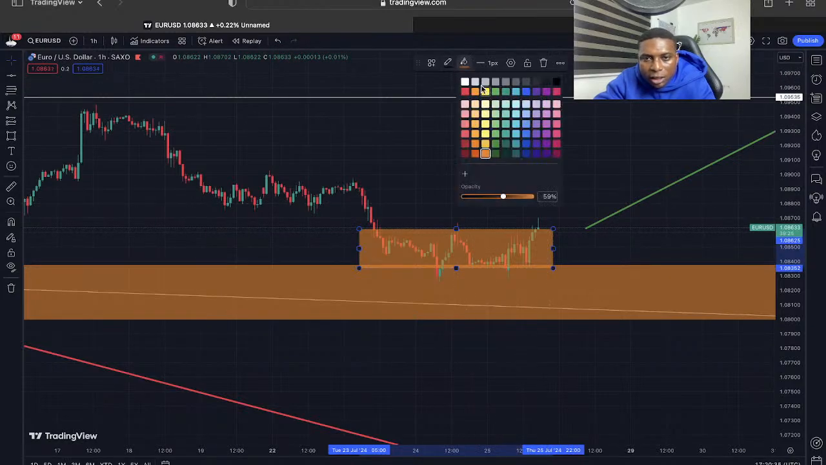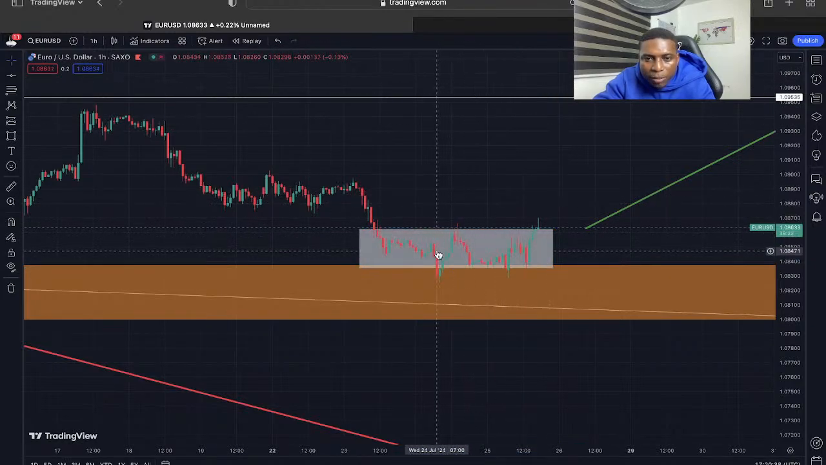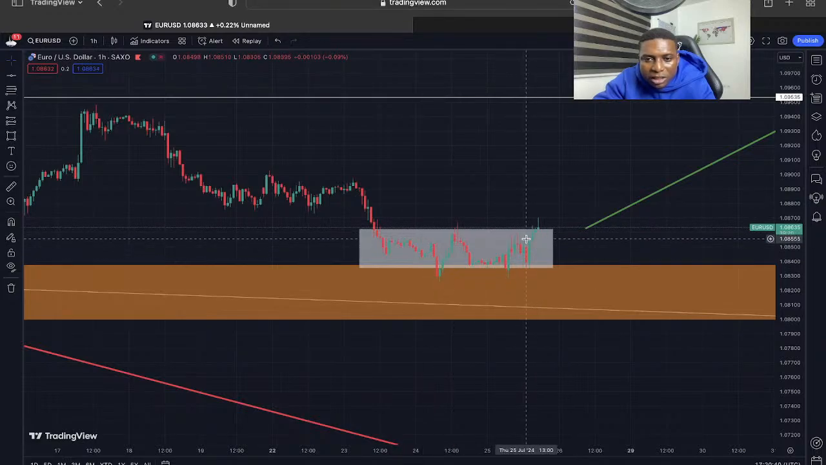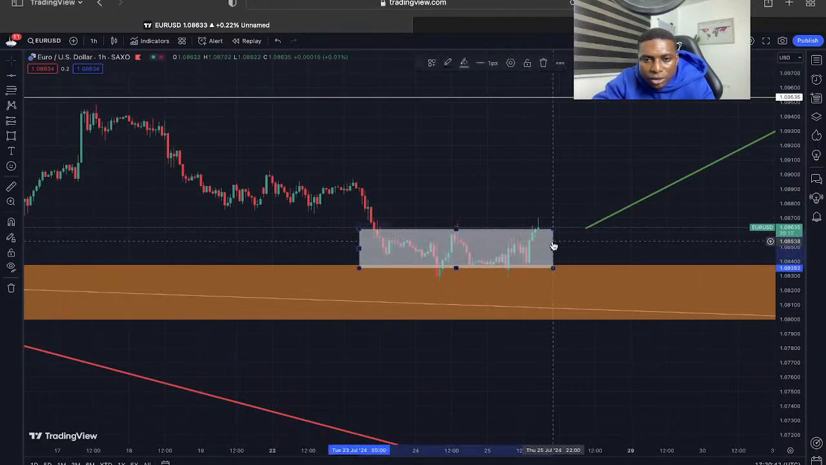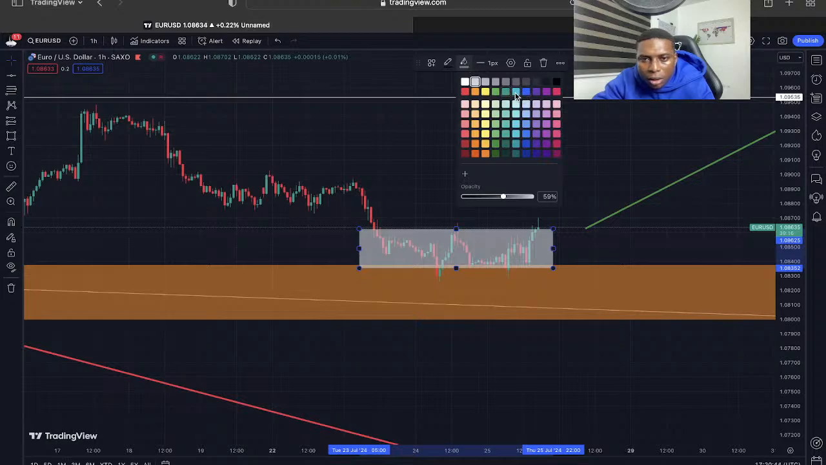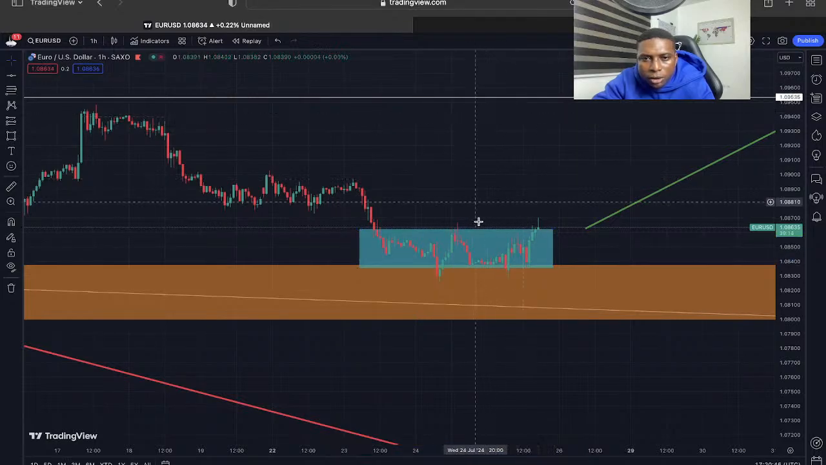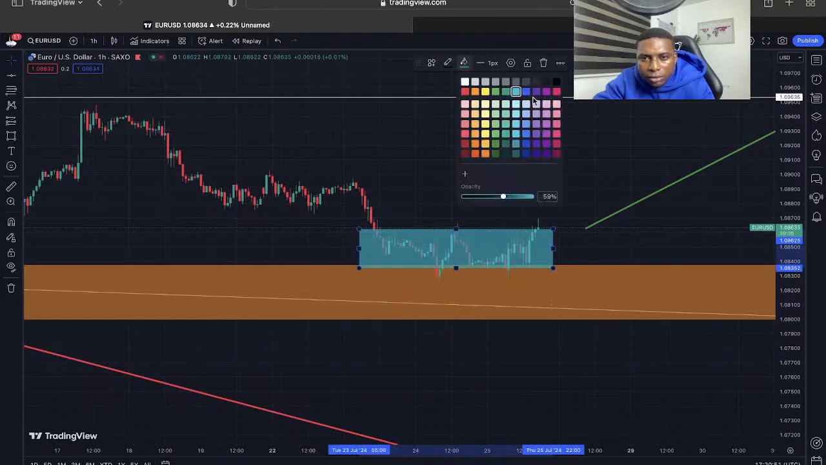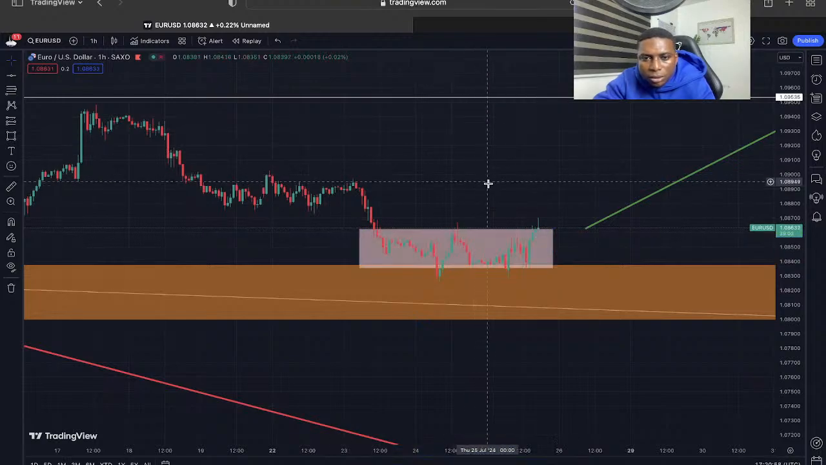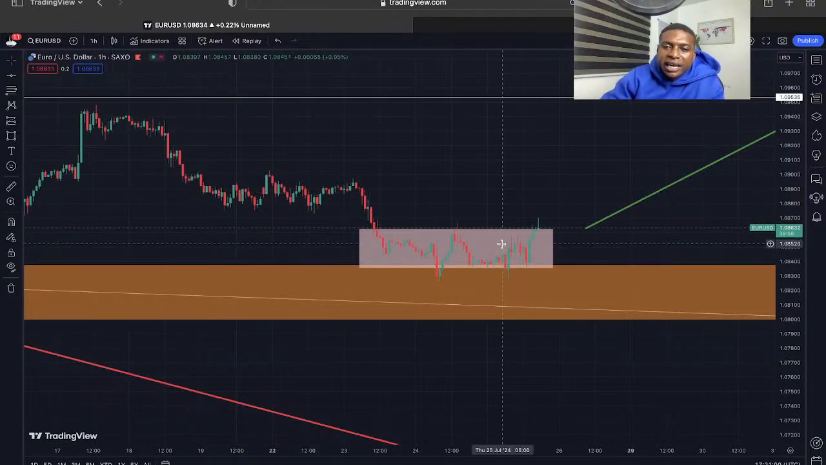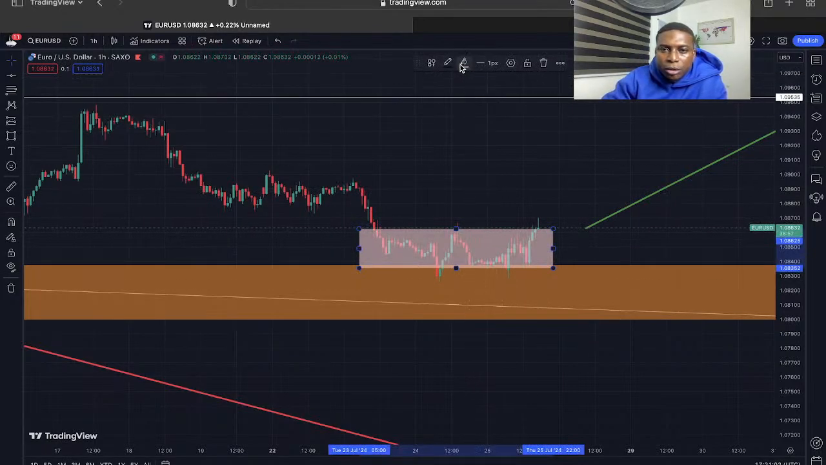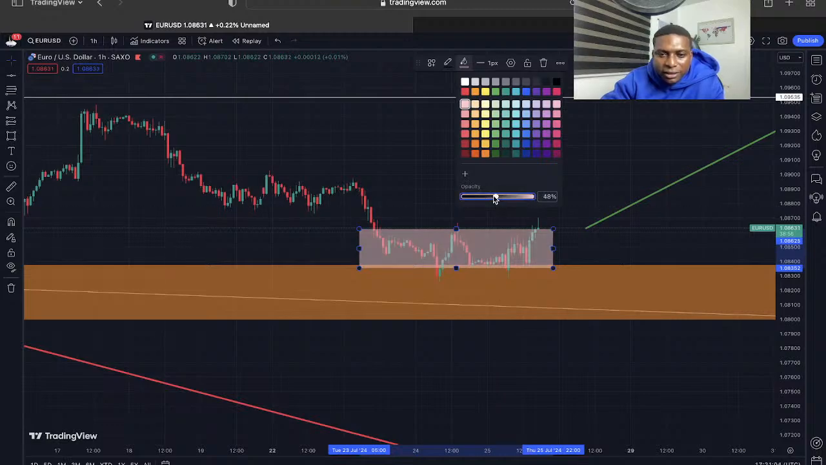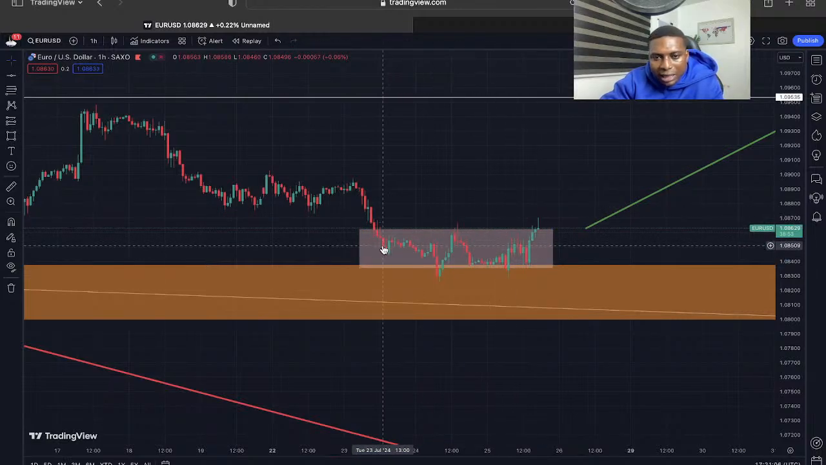Let me mark this. Okay, good. Now price has been consolidating at this level. Let me change the color to make it clearer. So we can see here that price has been consolidating at this level.